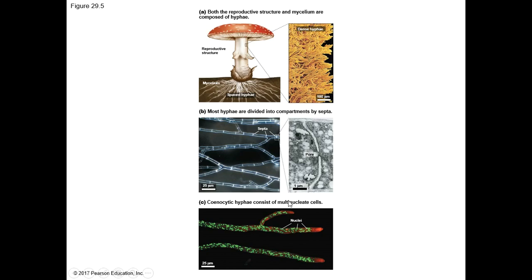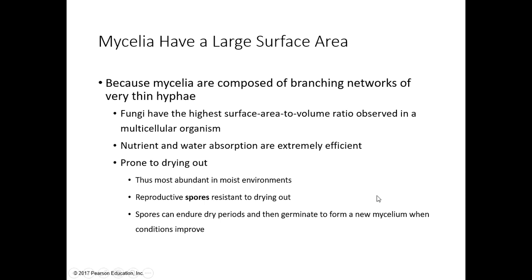These ones specifically, these coenocytic hyphae, have hundreds of thousands of nuclei through their mycelium, so pretty cool. It's really important that these mycelia have large surface area because they are doing a heck of a lot of absorbing. Okay, so the more surface area you have, the more you can absorb. So lots of branching networks of very thin hyphae lead to a very high surface area to volume ratio. Great for water absorption, very efficient at nutrient absorption.